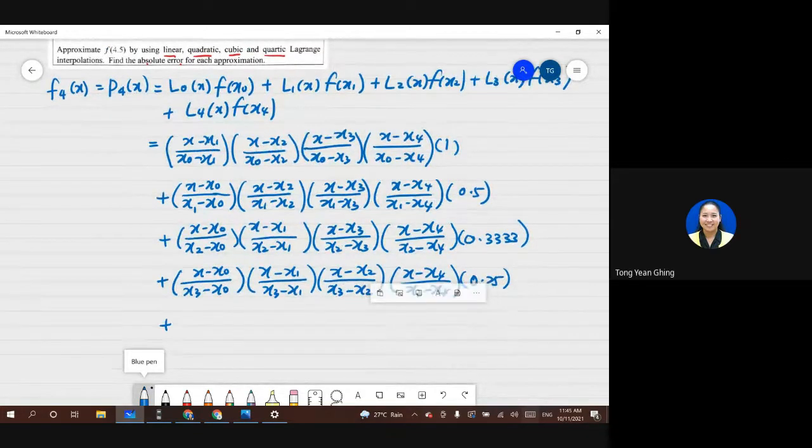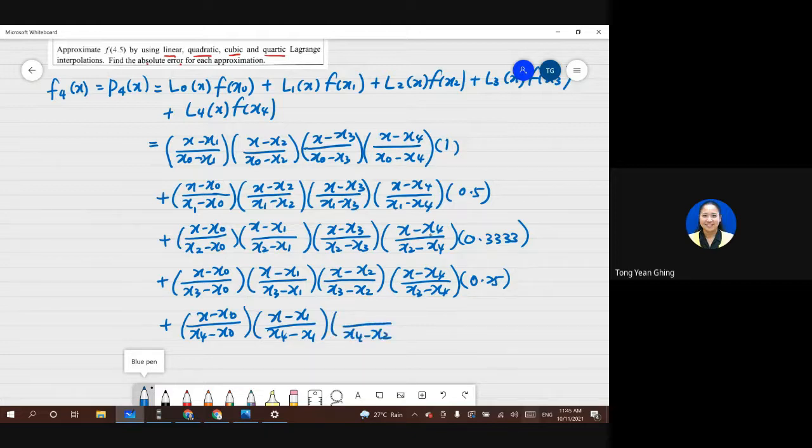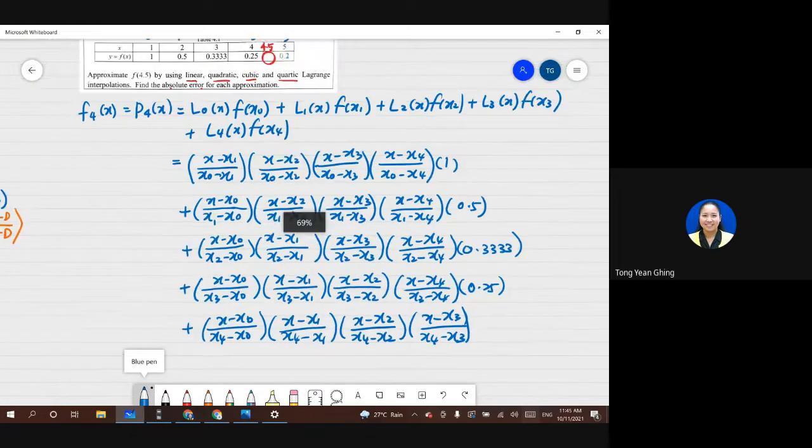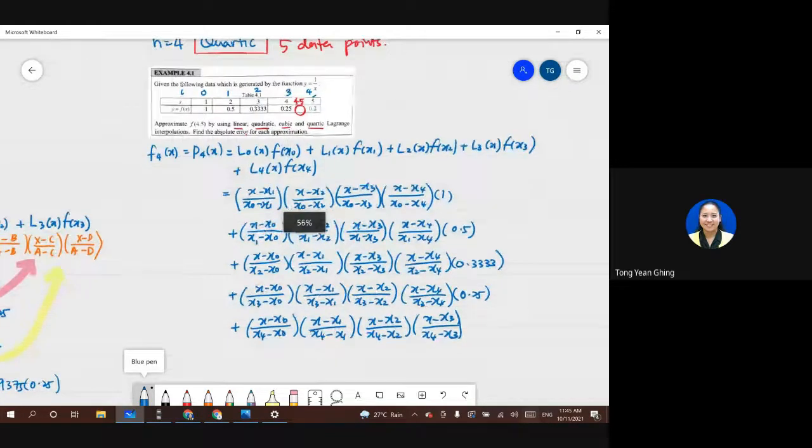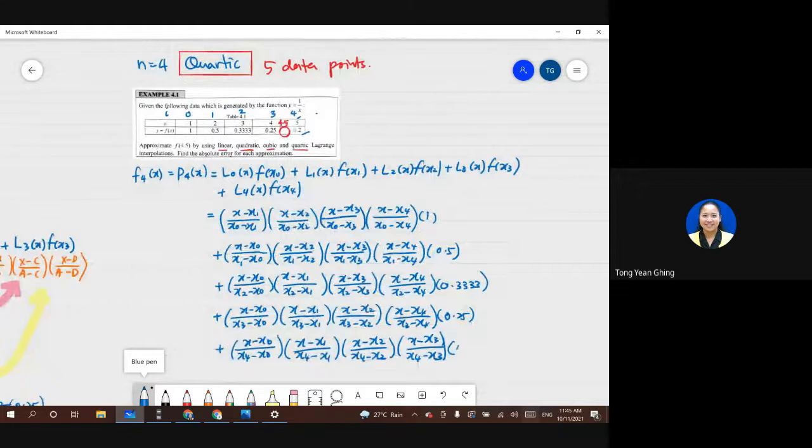plus (x4 minus x0), (x minus x0), (x4 minus x1), (x minus x1), and then (x4 minus x2), (x minus x2), and then the last one, (x4 minus x3), (x minus x3), and the value of f(x4) is this one, 0.2.